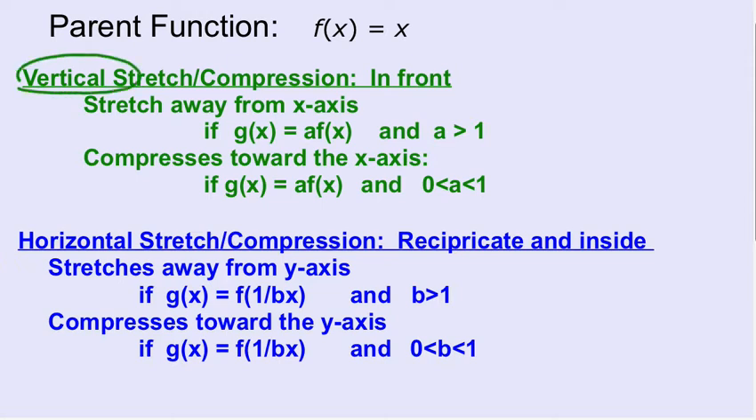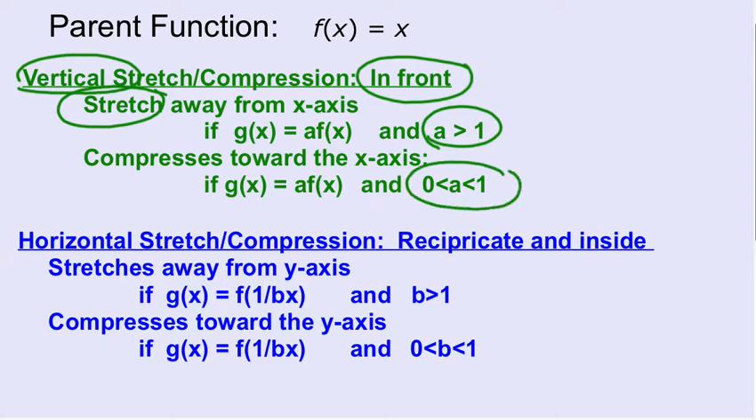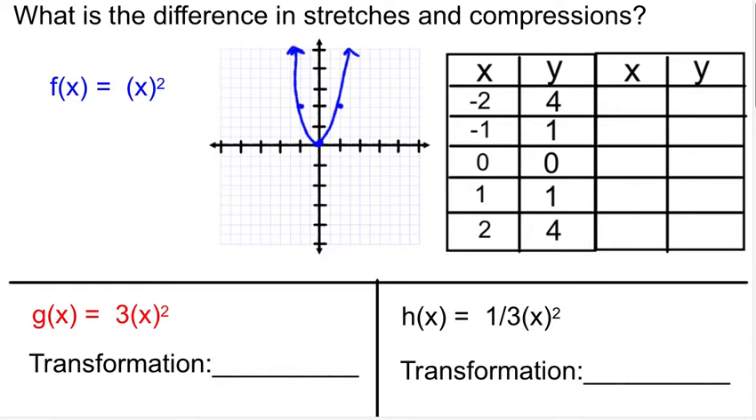To talk about a vertical stretch, it's going to be a multiplier in front of a function, in front of the square root, in front of the absolute value. If your number is greater than 1, it's going to stretch away from the x-axis. If you have a fraction, it's going to be a compression towards the x-axis. So let's look at the example that I have set up.